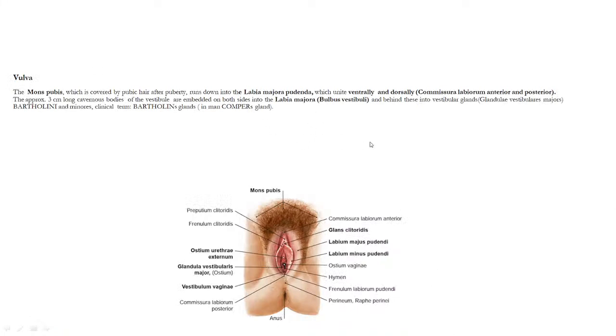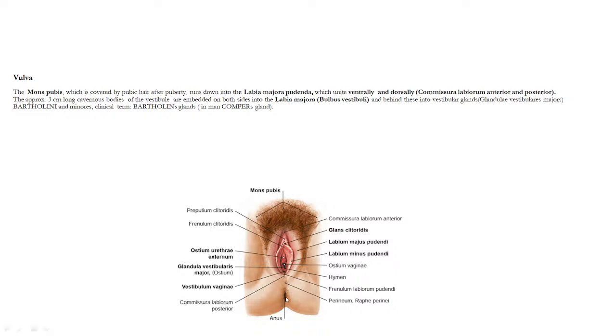The mons pubis, which is covered by pubic hair in puberty, runs down into the labia majora pudendi, which unite ventrally and dorsally. It is commissura labiorum anterior and posterior.